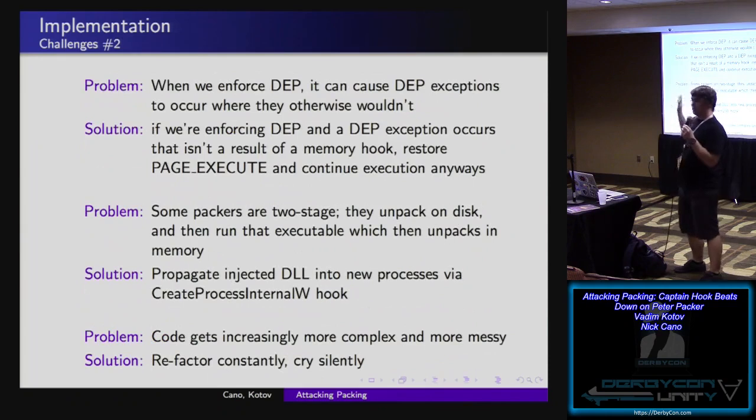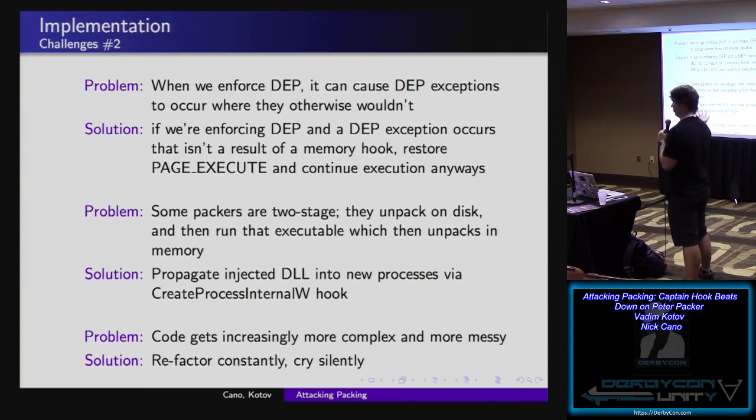Another problem is when we enforce DEP, we can break malware. Because if the malware is compiled without DEP on, then it might have just been unpacking to writable memory and executing there and never giving it execute. And that would still work when DEP is turned off. But now that we've enforced DEP and we're tracking stuff, it can make the malware not run sometimes. So like with access violations, we had to be very sure that DEP exceptions are ones we're tracking. And if we get a DEP exception that isn't a result of one of our memory hooks, we need to just let it go. We restore page execute so it can execute, and then we let it go without doing anything. And that kind of simulates DEP-lessness.